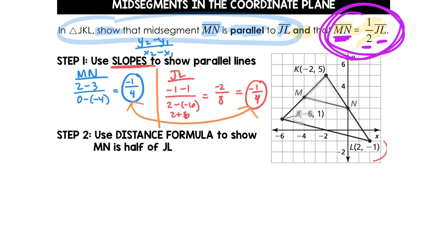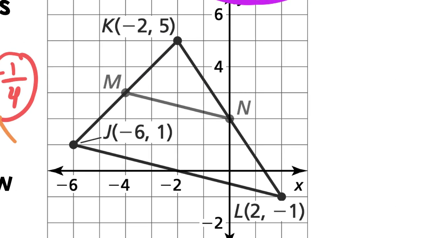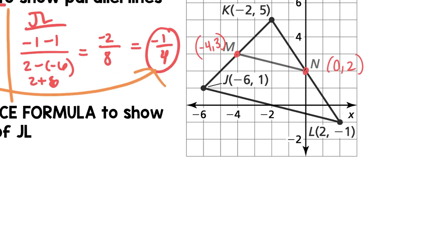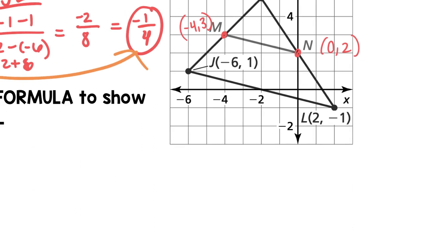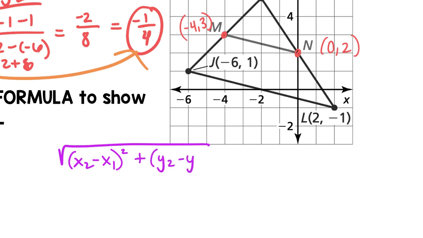So let's take a look at our triangle here. Once again, I'm going to need the coordinates of the mid-segment. This one was 0, 2. This one was -4, 3. And you can do the distance formula however you want. We've done it over and over again. The big distance formula, if you're a formula person, looks like this: the square root of x2 minus x1 squared plus y2 minus y1 squared. So that's the distance formula.